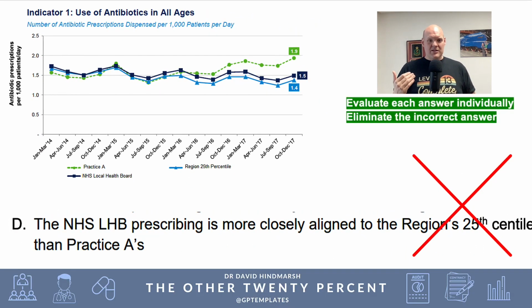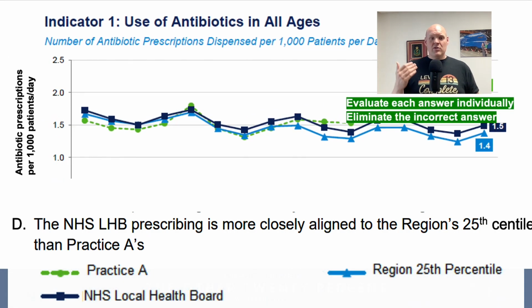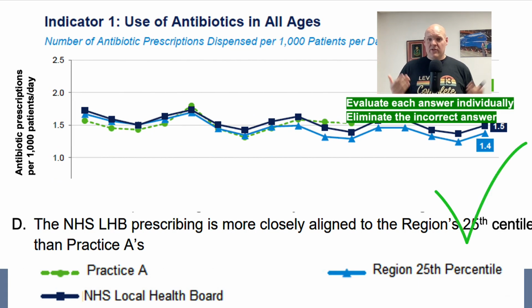Okay, the NHS LHB's prescribing is more closely aligned to the region's 25th centile than practice A's. So again, let's have a look at the graph. You can see that the 25th and the LHB's pretty much mirror each other, happy days, whereas A seems to go a bit all over the place.